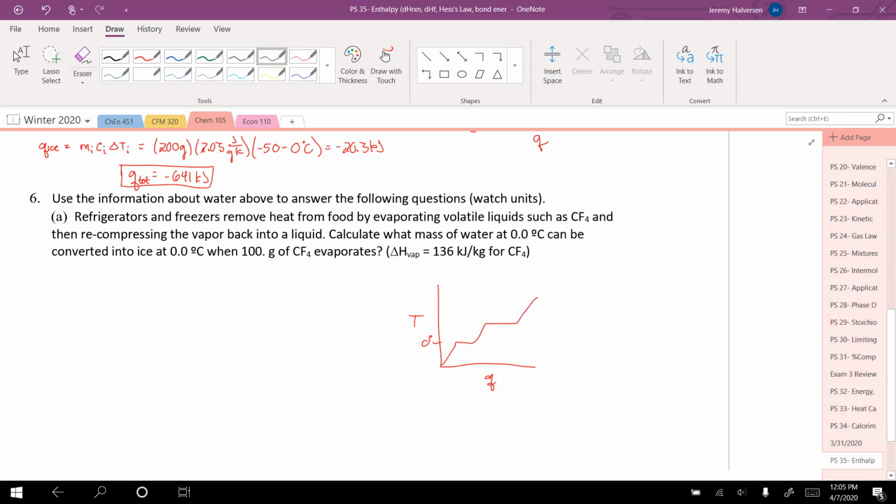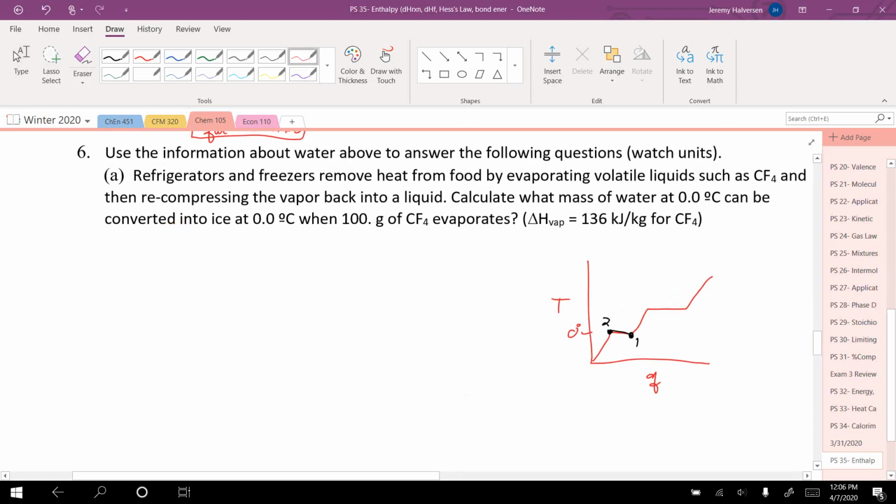So we are liquid at 0 degrees, converting to ice at 0 degrees. What mass of water can be converted into ice when 100 grams of CF4 evaporates? This is a situation where we've got heat transferring from our water into our CF4. CF4 is evaporating, sucking heat out of the freezer, and that heat's coming from the water, which turns to ice. So we've got heat transferring between two different things.